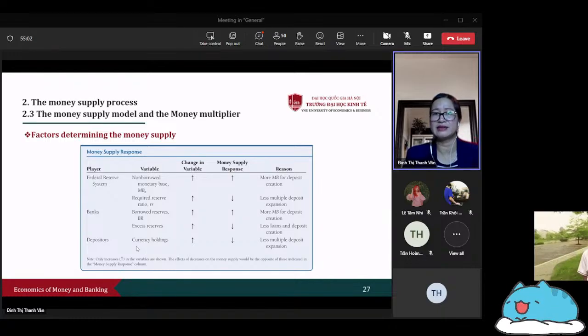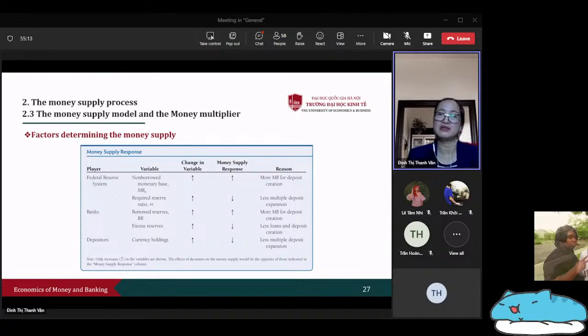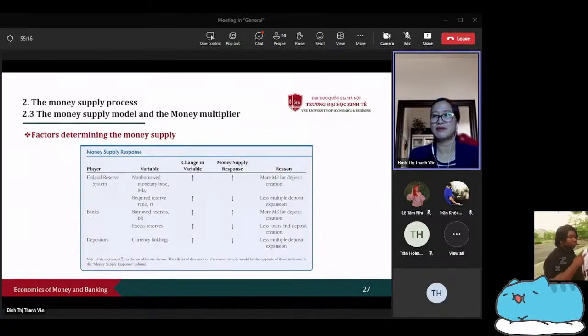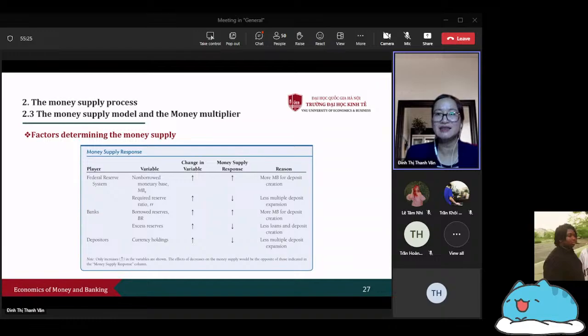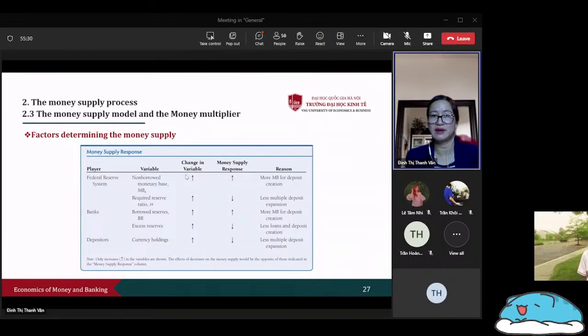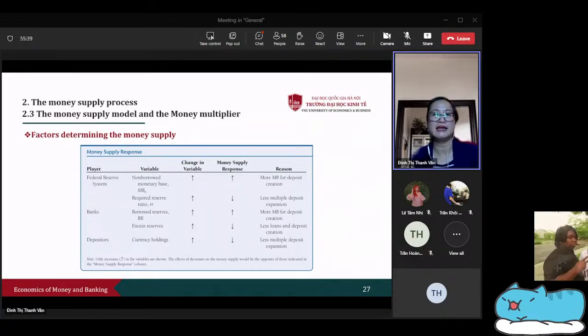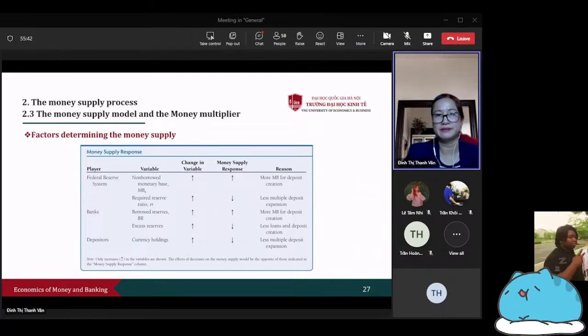Okay, for depositors like individuals, financial institutions, or businesses, if they hold cash and do not deposit money into banks, then banks do not have more money to lend out or to buy securities to make more deposits in the economy. So that makes the money supply decrease, right? So that's how it works. And there are three main players that can impact the money supply in the economy.